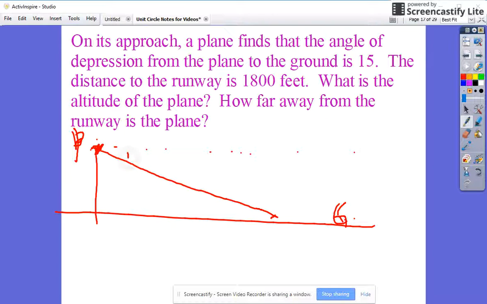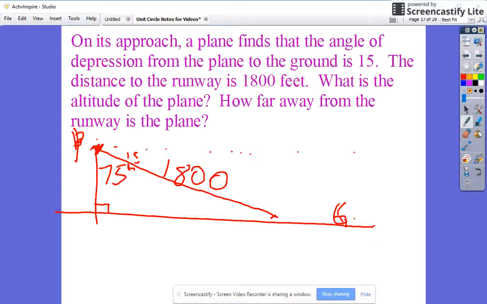What does that angle of depression mean? Well, angle of depression means this right here is 15 degrees, which means that this has to be 75 degrees, right? The other thing we're told is the distance to the runway is 1,800 feet, which means you're talking about this piece right here. The distance from plane to runway is 1,800 feet, so it's talking about that diagonal distance there. But really what they've done here is set up a right triangle with a hypotenuse of 1,800 and an angle of 75 degrees.